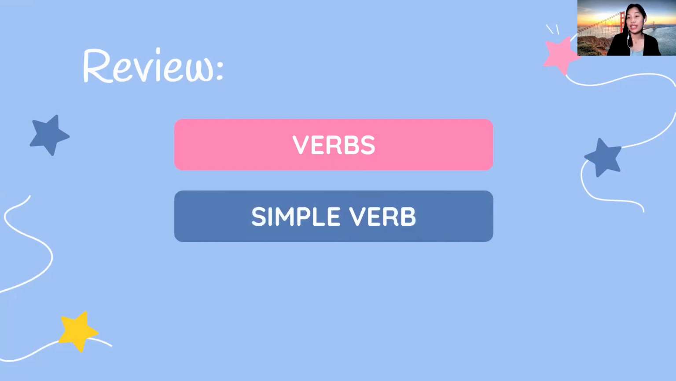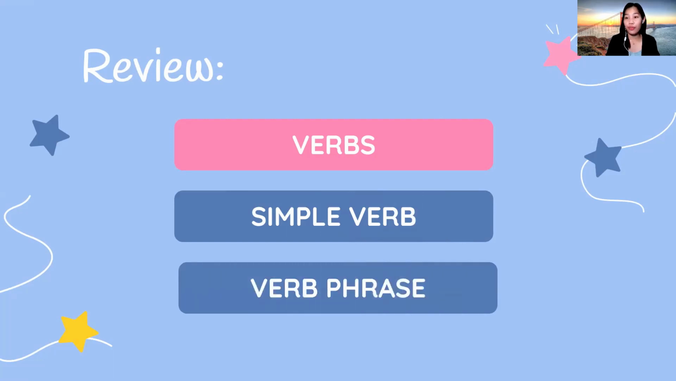Very good. When we say simple verb, what is it? Precisely, a verb with only one word. How about a verb phrase? Very good. It is a verb with a linking verb, or it is a verb with two or more words.